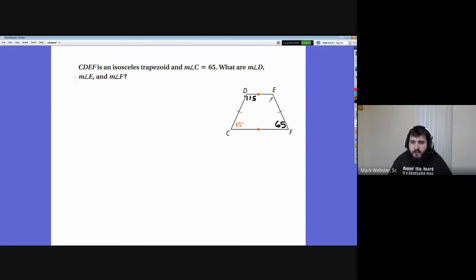And if D is 115, automatically E is 115. Again, don't overthink this. The two angles on the bottom base are the same. The two angles on the top base are the same. And the ones that are in between the two parallel lines add up to 180, and the other ones between the two parallel lines add up to 180. Don't overthink this. Let this be easy.